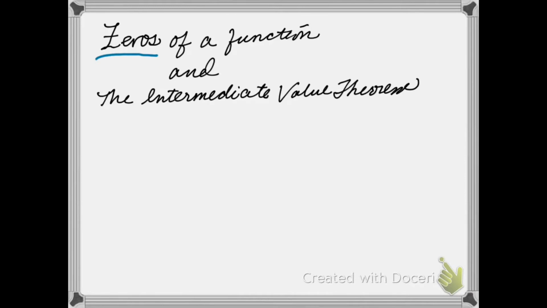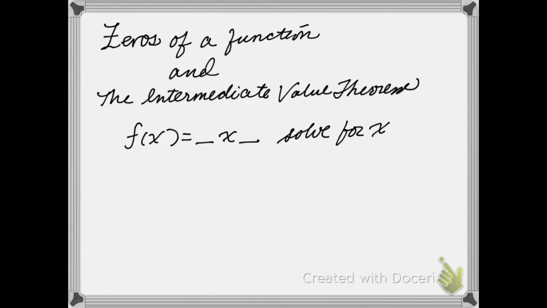What does that mean? The reason that we use the word zeros is because if we are talking about a function, f of x equals some expression in terms of x, we often talk about solving for x. And how do we solve for x? We solve for x by setting the expression equal to 0 and then figuring out what value of x makes this expression come out to 0. That's why we call it the zeros. So notice that we say the zeros of a function, and that's really synonymous with solving for x.